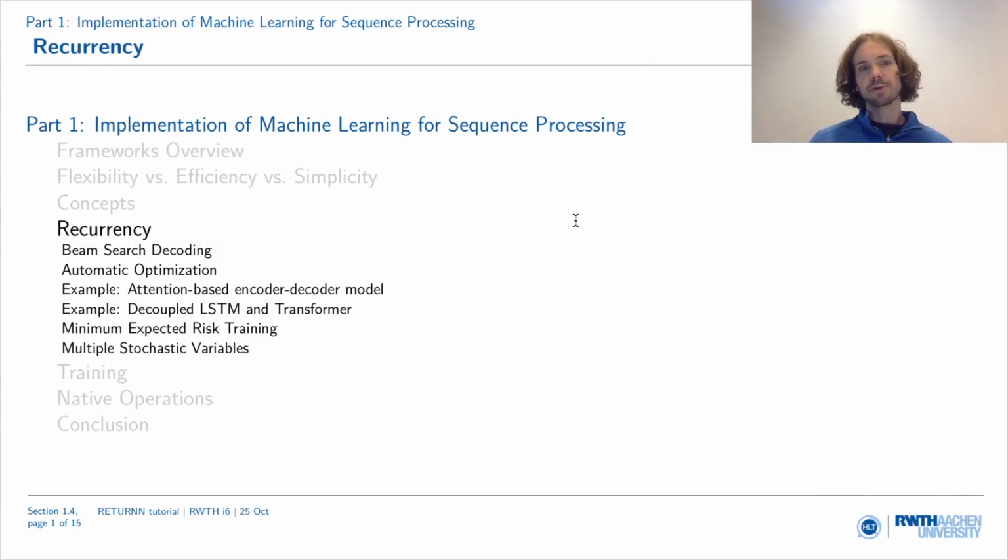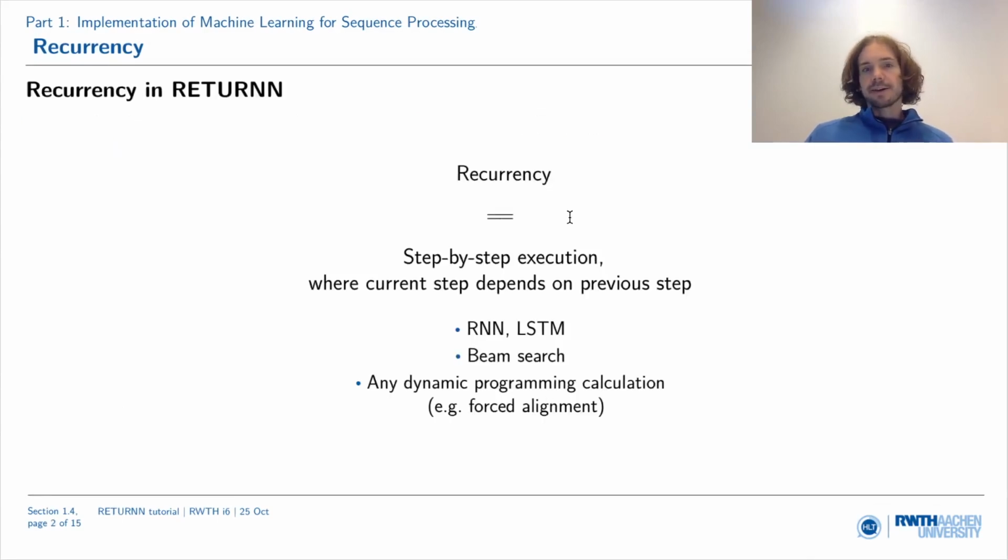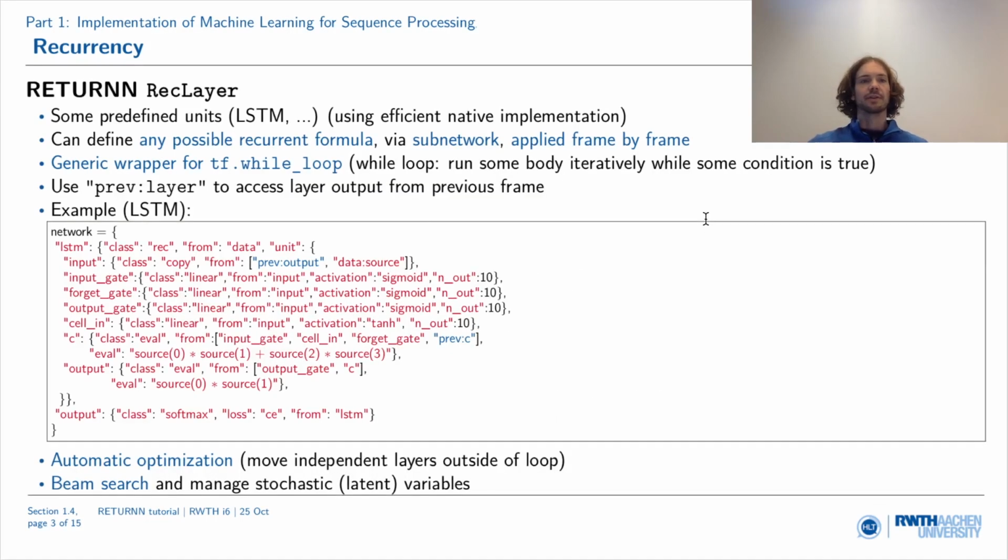Okay, now to recurrency. Recurrency in RETURNN specifically means, very generically, any step-by-step execution where the current step depends on the previous step. So that can be used to define a recurrent network or an LSTM, but that can also be used to define a beam search or any kind of dynamic programming calculation, like a forced alignment. So a very generic concept. So in RETURNN, we have this rec layer for that.